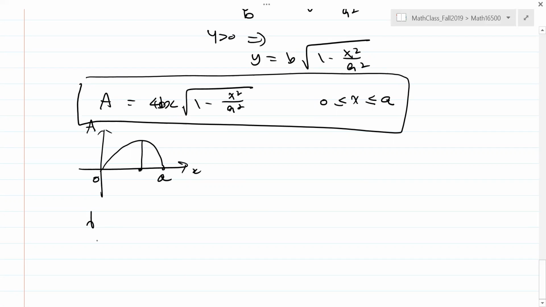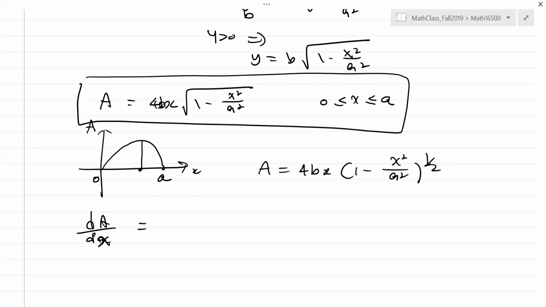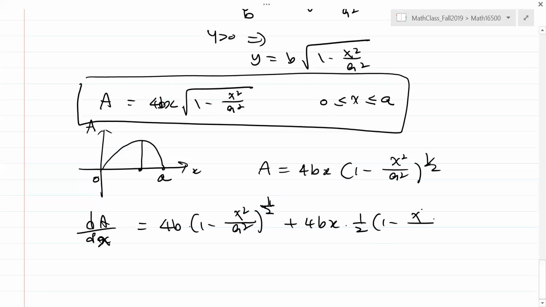So let's differentiate. How do I find the derivative? It's the product rule, right? Let's rewrite, write it in this form. I'm going to find the derivative. Apply the product rule. So I get 4b times the square root of 1 minus x squared over a squared, right? Then the derivative of the second term, which is half of 1 minus x squared over a squared to the power of negative 1/2, and then don't forget it's negative 2x over a squared, because the derivative inside gives you negative 2x over a squared. All right, so you have to simplify it.